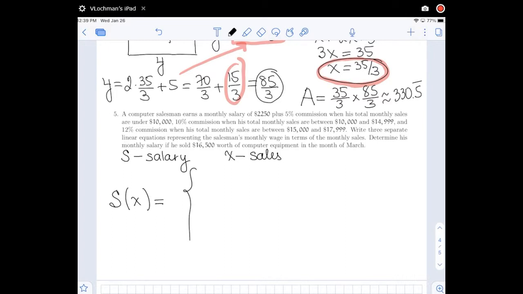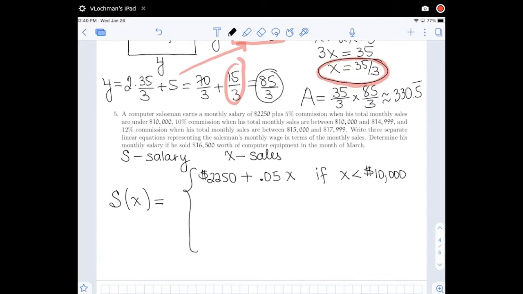Okay, 3 scenarios can happen. Let's say he sells under $10,000. Then he still gets 2250 plus 5% of whatever he sold. That's 0.05 times X, where X represents the amount that this person sold. And that's if X is less than $10,000. That's my condition here.